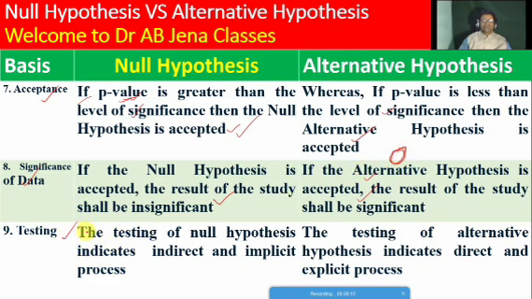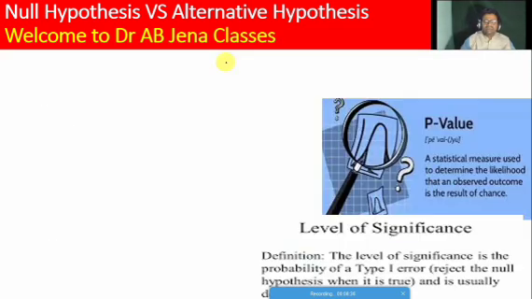Last but not the least, the basis of comparison point is testing. The testing of the null hypothesis indicates an indirect and implicit process, whereas the testing of the alternative hypothesis indicates a direct and explicit process. So friends, these are all about the basis of comparison, the main differences between the null hypothesis and the alternative hypothesis.